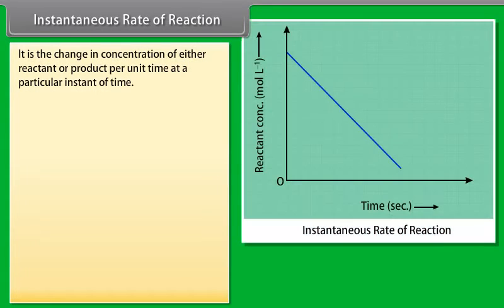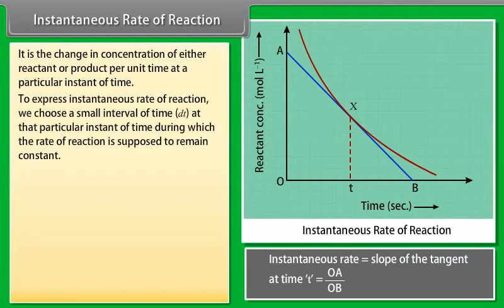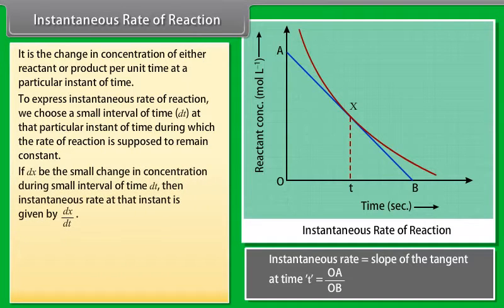Some observable property like volume, pressure, optical rotation, pH, and electrical conductance, which is related to concentration, can also be used to follow the progress of the reaction. It is directly measured at different time intervals without withdrawing the reaction mixture. Average rate is equal to negative delta C upon delta t. Instantaneous rate of reaction.